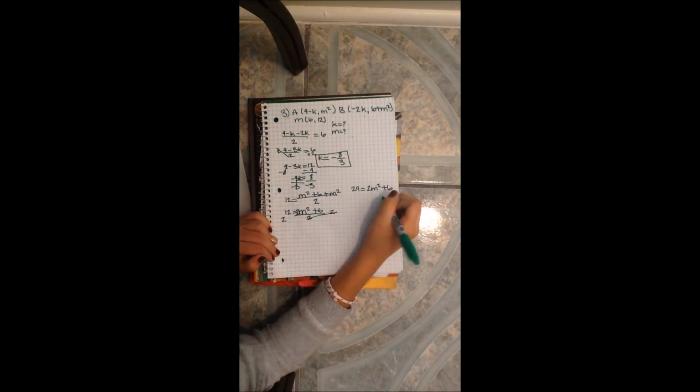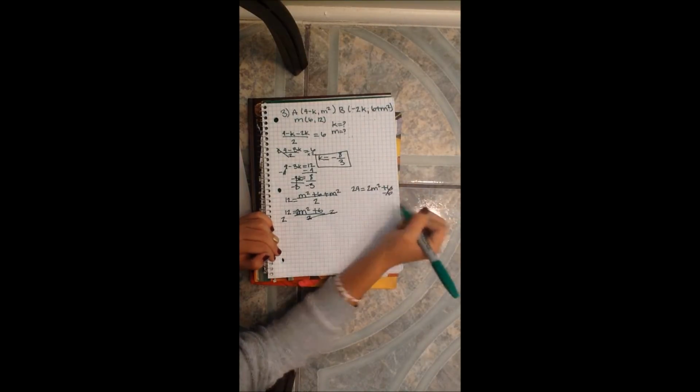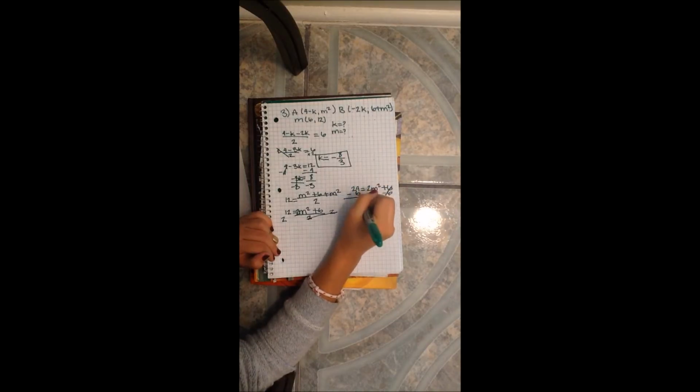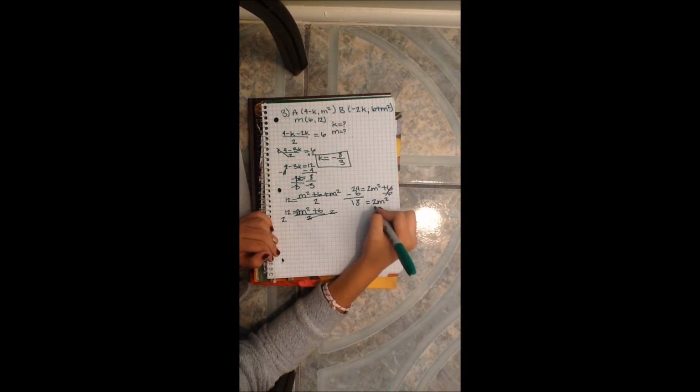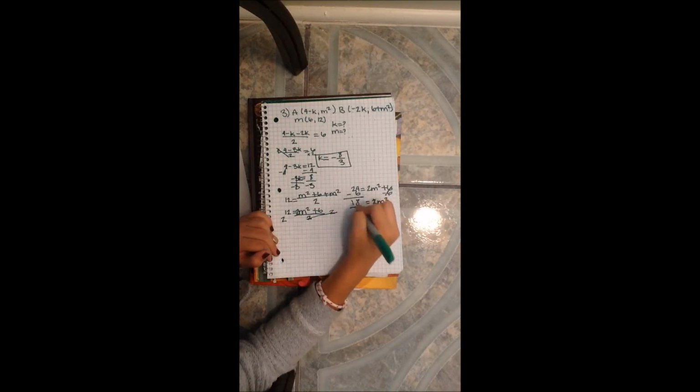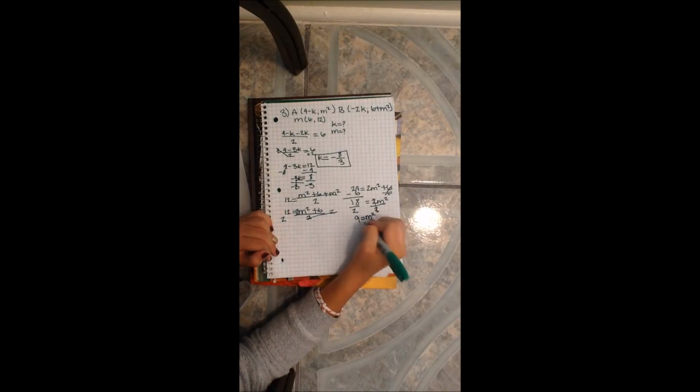You get rid of your 6 by subtracting it, so minus 6 from the 24, and you get 18 equals 2m squared. You only want your m to be alone, so divide this by 2, which gives you 9. So 9 equals m squared, and you just want to find m, not m squared. So square root it, and the square root of 9 is 3, so 3 equals m.